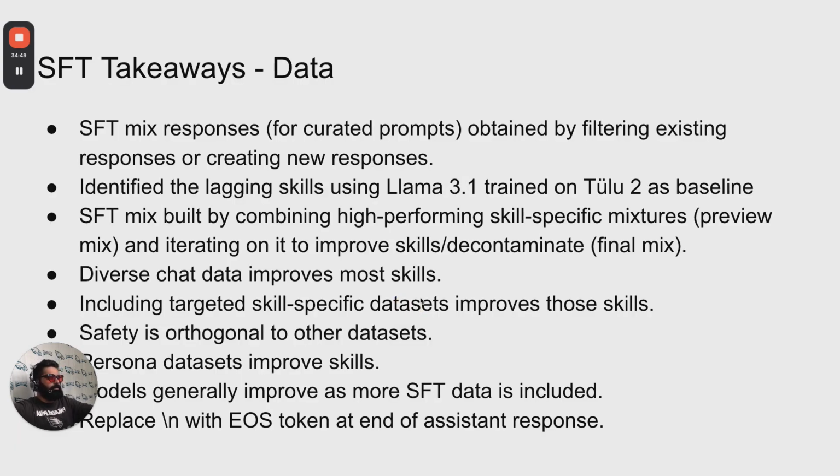So, going back and just recapping our SFT takeaways, they have both existing and synthetic responses for the curated prompts. They combine high-performing skill-specific mixtures, and then they iterate on it, adding and removing data and decontaminating it to get the final mix. Diverse chat data improves most skills. Targeted skill data improves those targeted skills. Safety is orthogonal to other datasets. Persona datasets improve those targeted skills. Models generally improve on more data. And even though they replaced that new line with EOS token for consistency later on, they kept their original chat template.